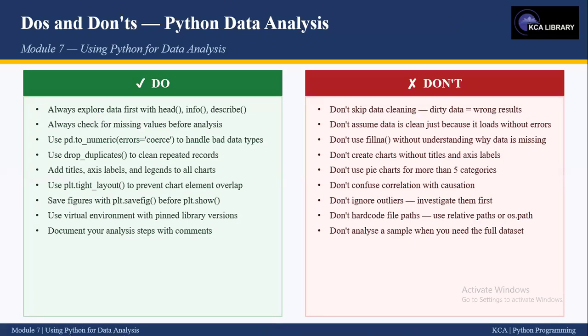Do's and don'ts, Python data analysis. This slide summarizes best practices and common mistakes in Python data analysis. You should always explore the data first with head, info, describe. Always check for missing values before analysis. Use pd.to_numeric with errors equals coerce to handle bad data types. Use the drop_duplicates function to clean repeated records.